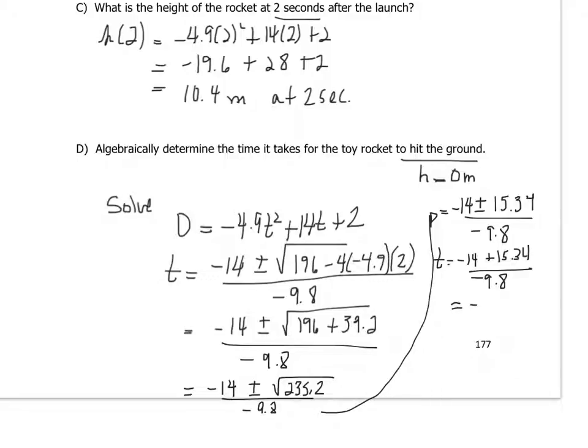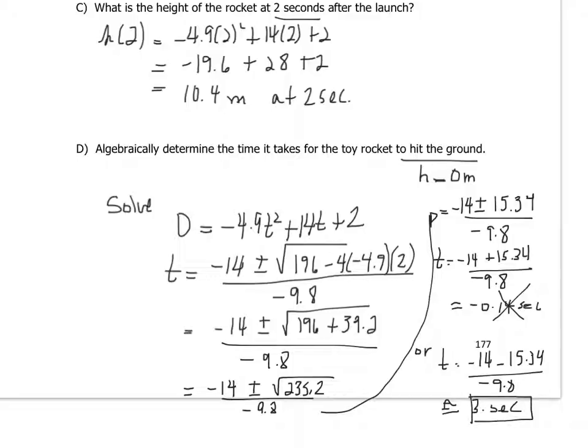negative 0.14, and this would be seconds, or t is negative 14 minus 15.34 over negative 9.8, which is approximately 2.993, so it's approximately 3 seconds. So when we look back at our answers, our t's are supposed to be times, so the negative one doesn't really make sense. So it would take 3 seconds for the rocket to hit the ground.